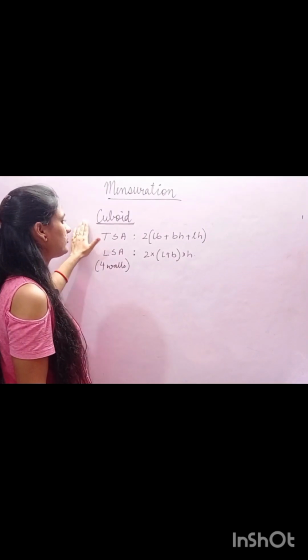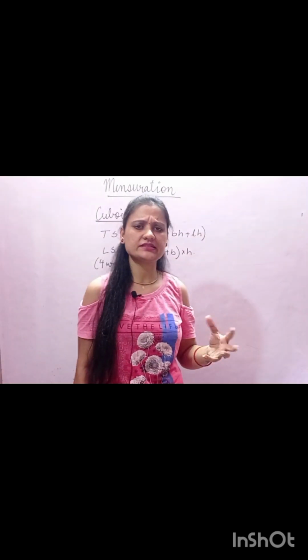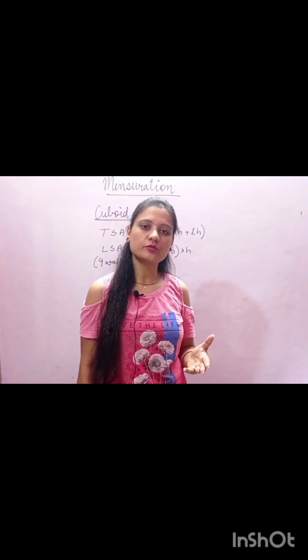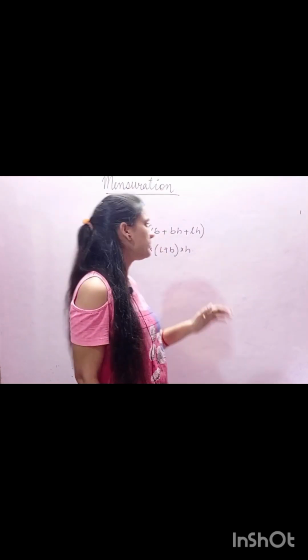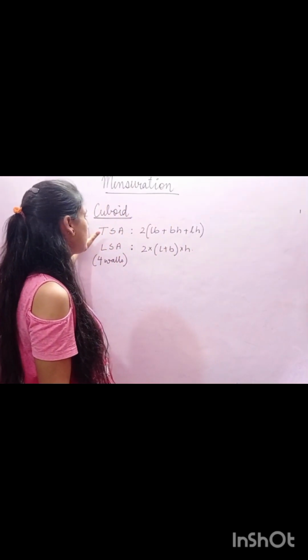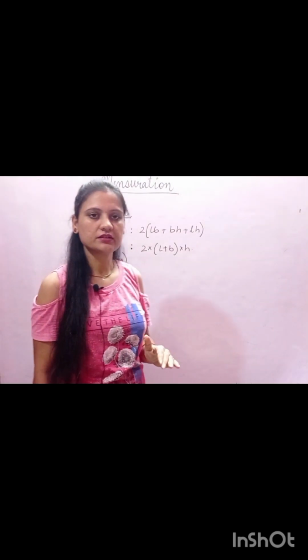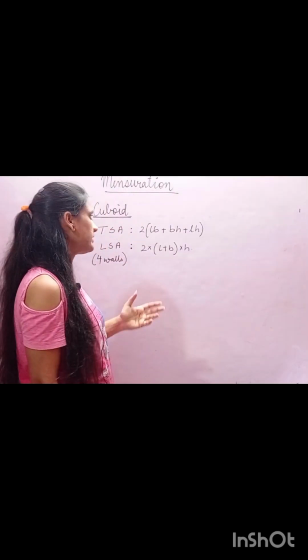Here in this topic we'll talk about TSA, LSA, CSA and volume of 3D shapes. Here we'll be talking about the 3D shapes like cuboid, cube and cylinder. So let's first understand about TSA.